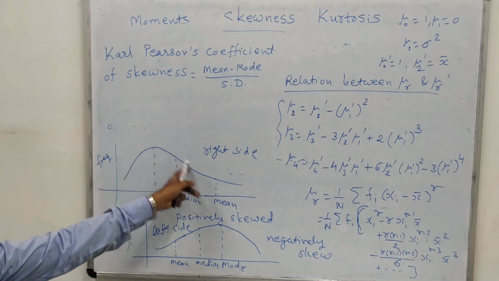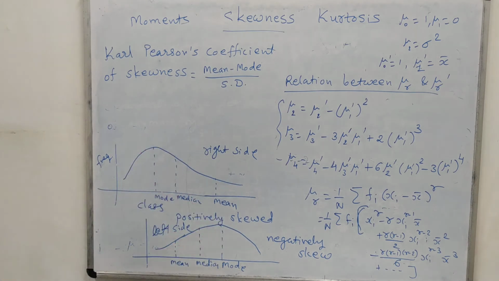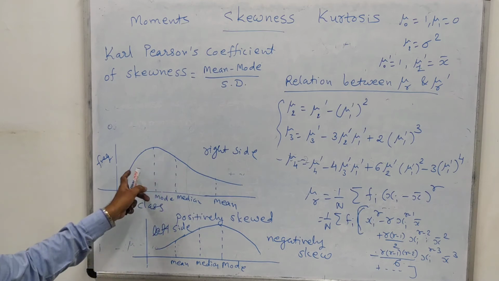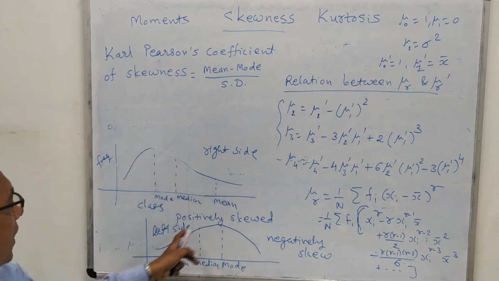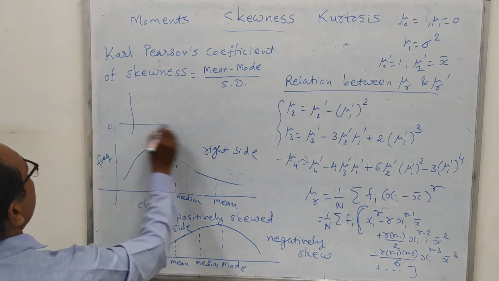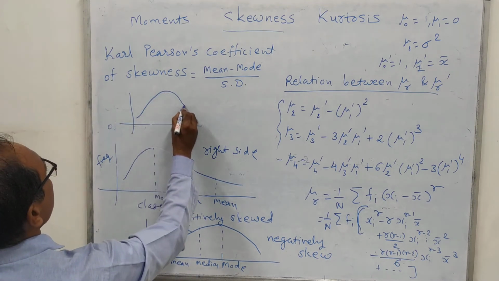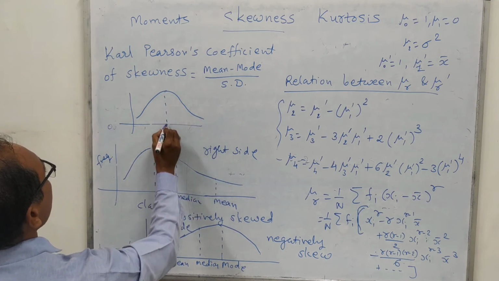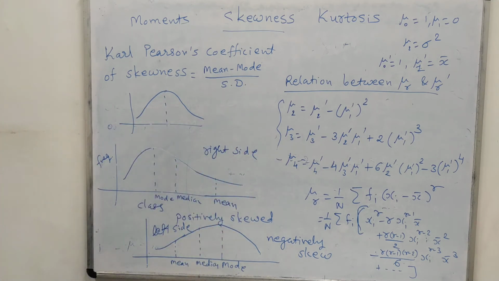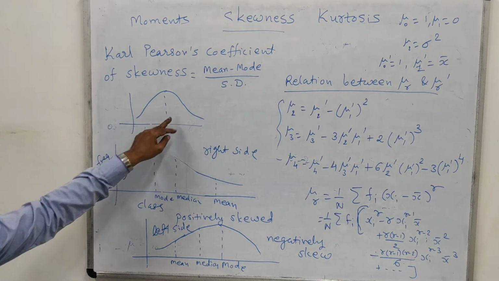So we can see the structure of the graph, this is positively skewed and this is negatively skewed. But if we get a symmetric graph, what will happen? Symmetric graph means from the peak level both sides are the same. That means the shape of the curve is symmetrical on the left side and right side.